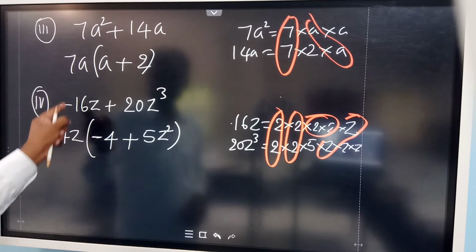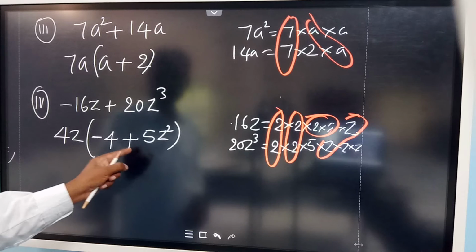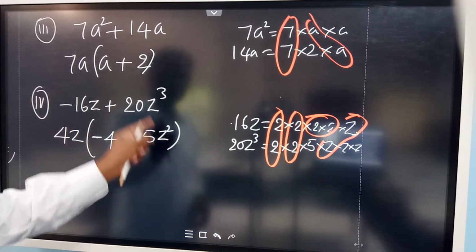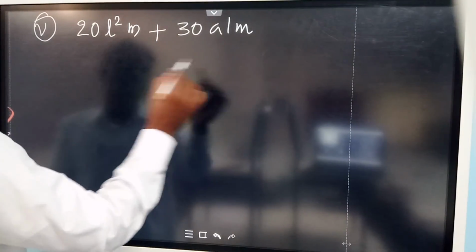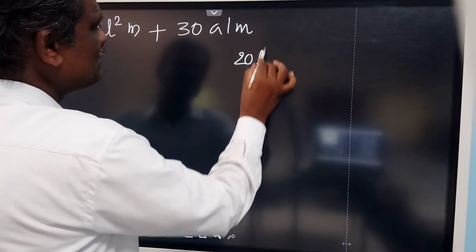Minus 4 into 4z, that is 16z. Then plus 4 5s are 20, z into z square, z cube. It is like this.